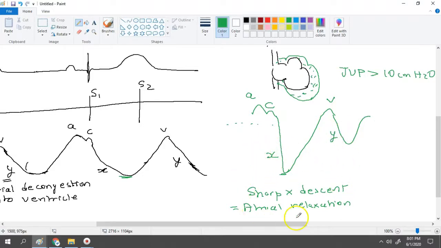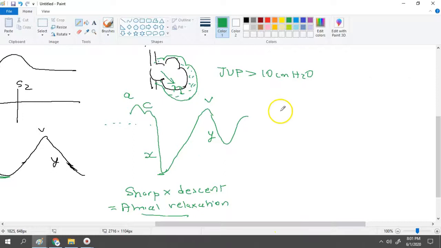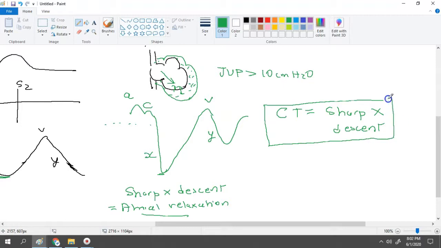Remember, X was because of atrial relaxation. Nobody is stopping the atria from relaxing. But at the same time, when the atria is trying to let blood into the ventricle, that is also being compressed by the pericardium. So that descent is not as sharp. So in the JVP of cardiac tamponade, what you will get is a sharp X descent. Why is this important? Because we want to compare this with constrictive pericarditis. In cardiac tamponade, you will have a sharp X descent, but you will have a normal Y. Remember this. Okay, a sharp X descent, but a normal Y descent.